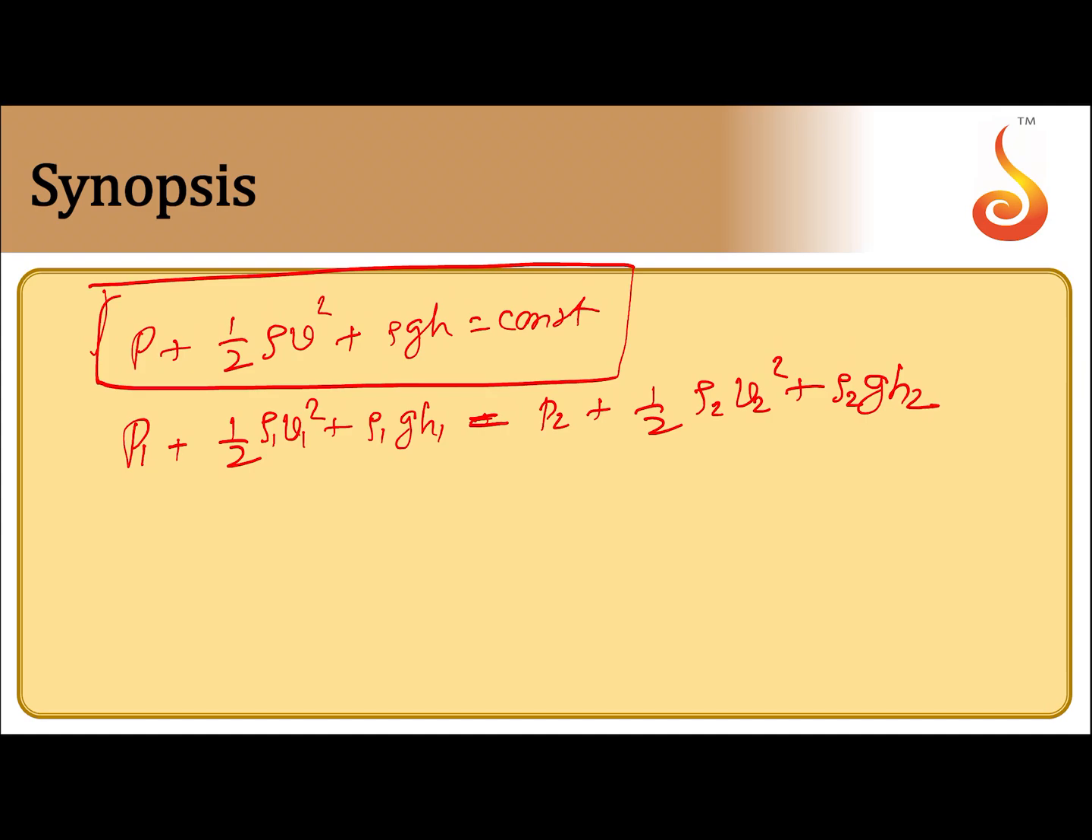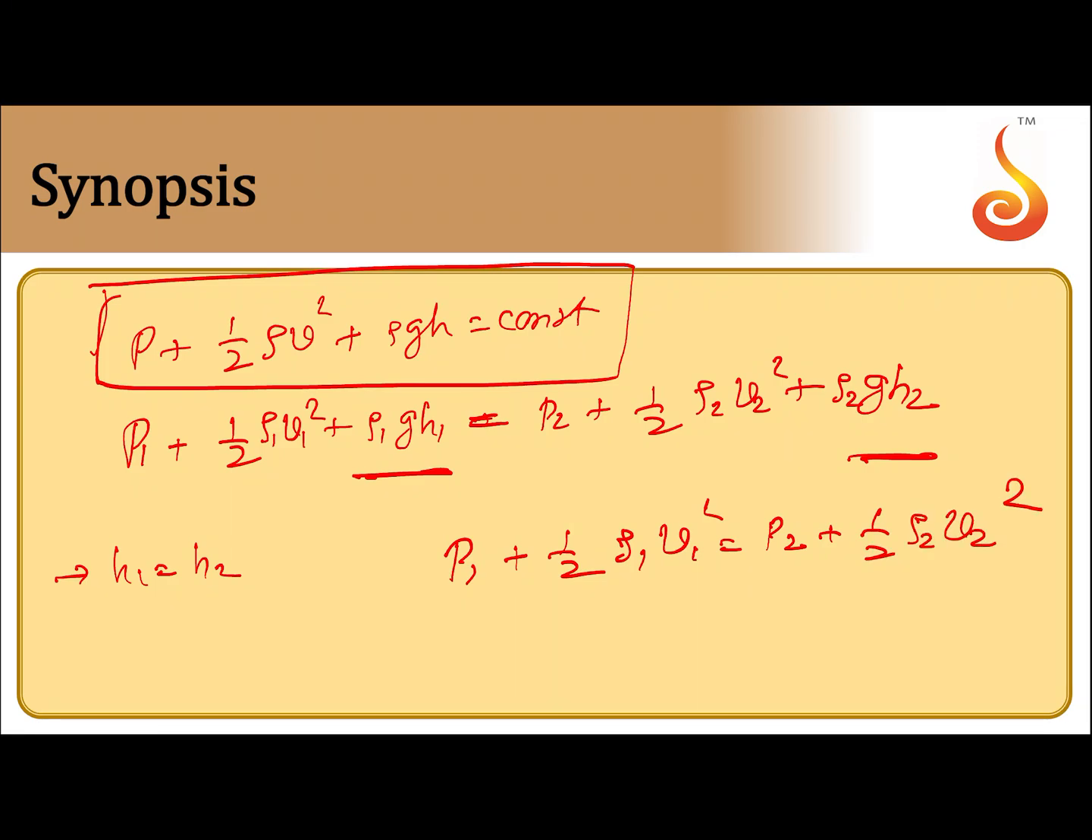If the liquid is flowing at the same horizontal level, then even rho GH becomes constant. That means if H1 is equal to H2, we have P1 plus half rho 1 V1 square is equal to P2 plus half rho 2 V2 square. That means we can also write it like this: P plus half rho V square is equal to constant. That's right. So we notice that if the velocity is large, pressure is small. And if the pressure is large, velocity is small.